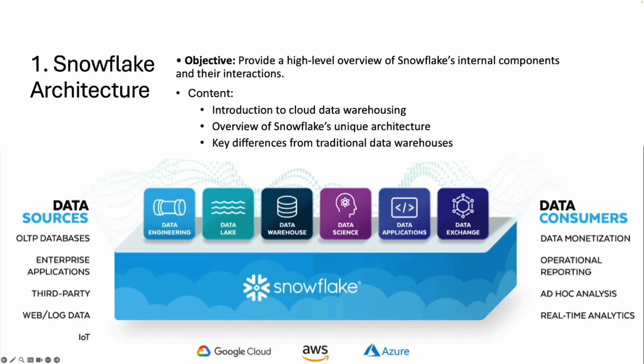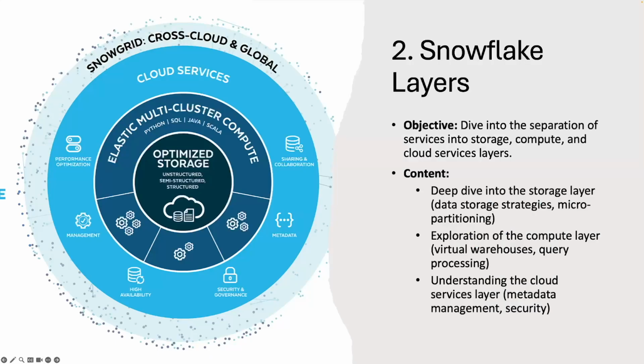The first chapter, titled Snowflake Architecture, is designed to provide a high-level overview of Snowflake's internal components and how they interact. The content covers three main areas: an introduction to cloud data warehousing, an overview of Snowflake's unique architecture, and a look at how Snowflake is different from traditional data warehouses. This chapter lays the groundwork for viewers to understand Snowflake's design principles before diving into more specific technical details.